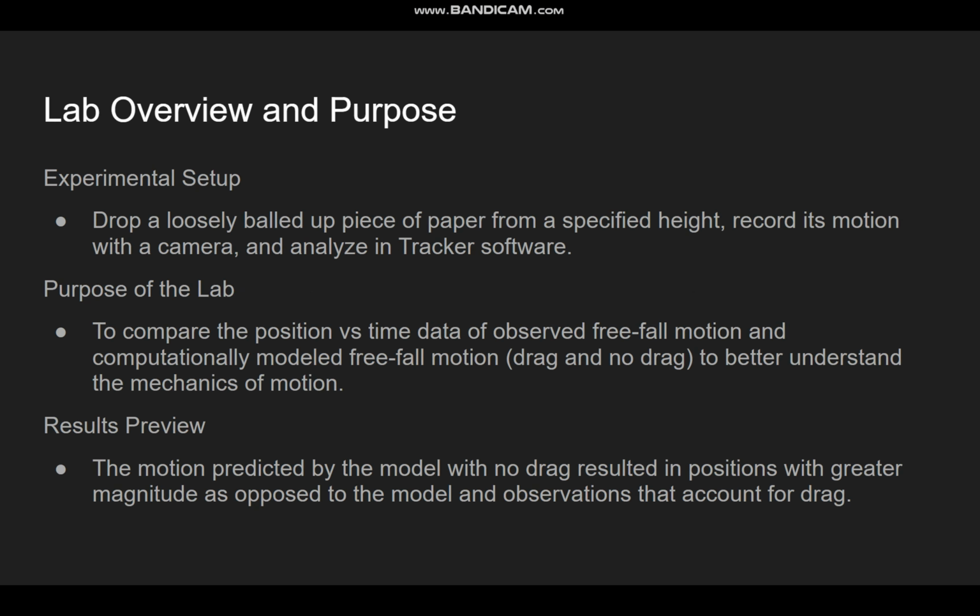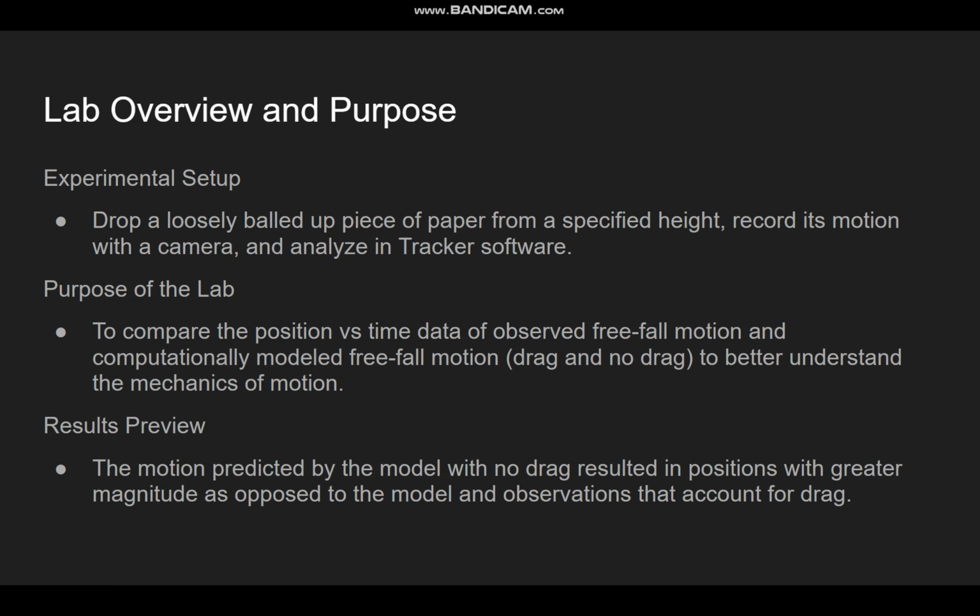Lab overview and purpose. Our experimental setup is as follows. I dropped a loosely balled up piece of paper from a specified height, recorded its motion with a camera, and analyzed it in Tracker software. The purpose of our lab is to compare the position versus time data of observed freefall motion and computationally modeled freefall motion, drag and no drag, to better understand the mechanics of motion.